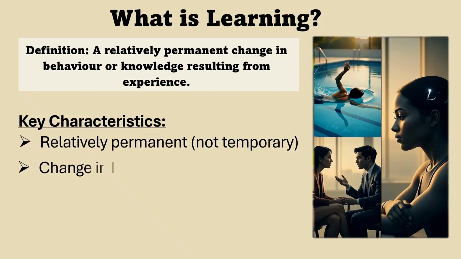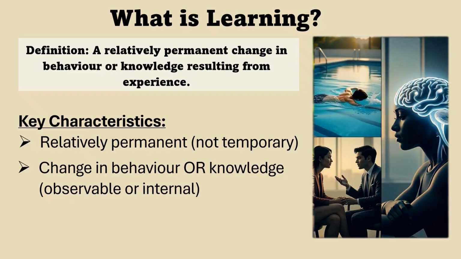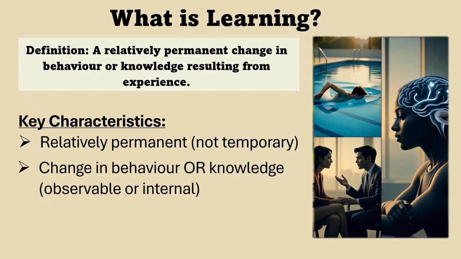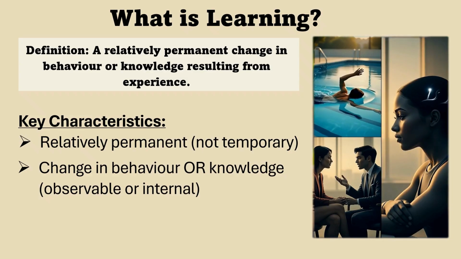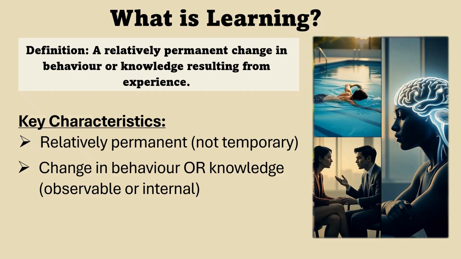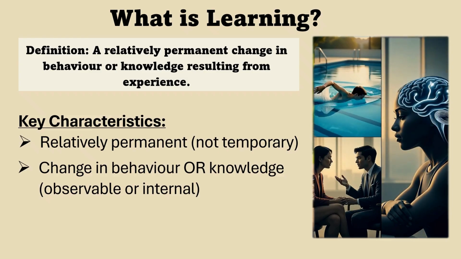Second, learning involves a change in either behavior or knowledge. Sometimes this change is observable, like learning to swim or speak a new language. And sometimes it's internal, like understanding a concept or forming new beliefs. This distinction became crucial in the cognitive revolution, as we'll discuss later.